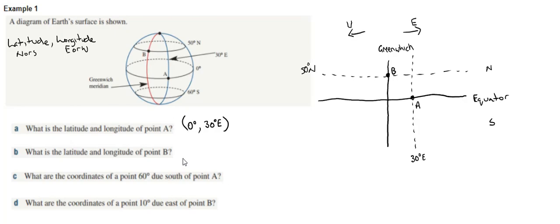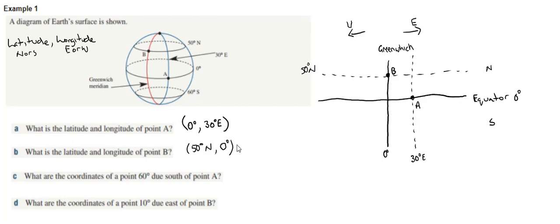Now, what about B? Is it north or south? Well, B is obviously north, and it's along the 50 degrees north line, so we're going to quote it as 50 degrees north. Okay, what is the longitude? Well, it's right on the Greenwich meridian, and remember the Greenwich meridian is 0 degrees. Okay, just like the equator is 0 degrees. Maybe we should have put those in the first place, but anyway, they're 0 degrees. So it means it's going to be 0 degrees here.